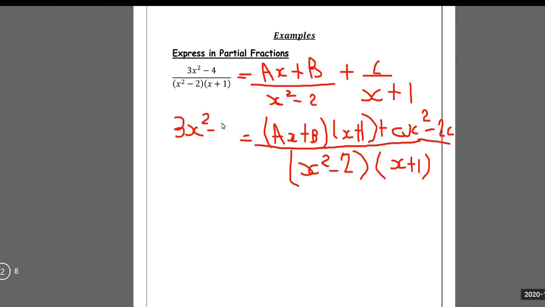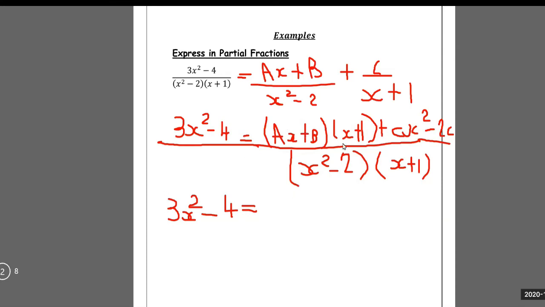3x squared minus 4, and it's being divided by this same denominator. So we can just draw the line continuous. Now since the denominator is the same, what we do is we equate the numerators. So what we're saying is that 3x squared minus 4 is equal to all of this over here.